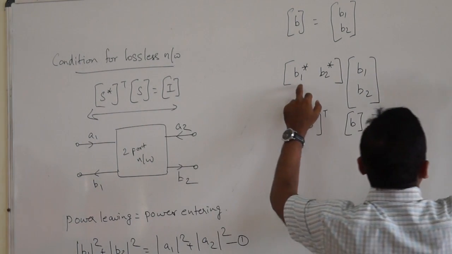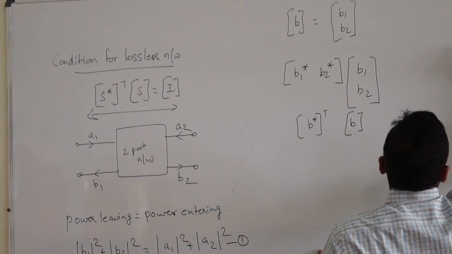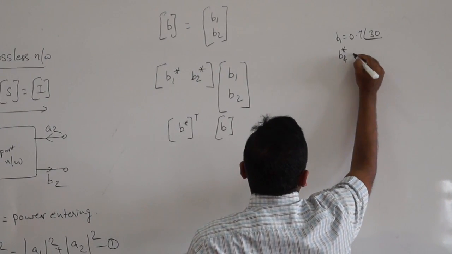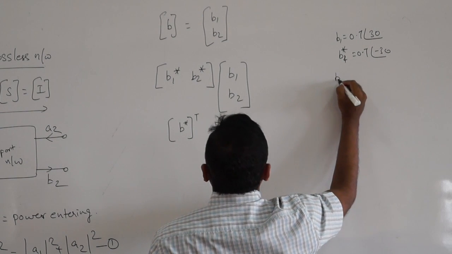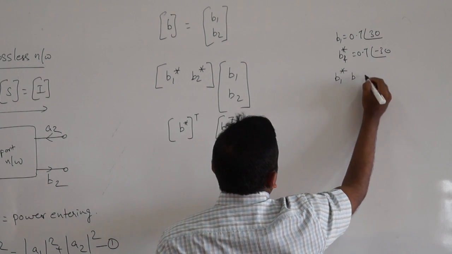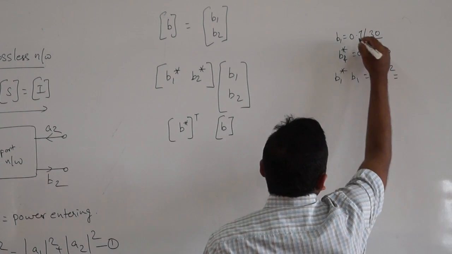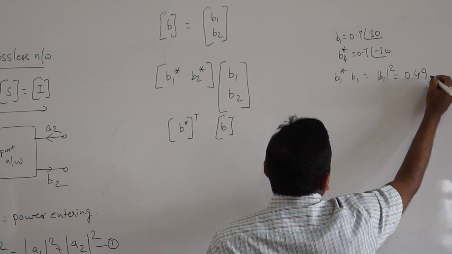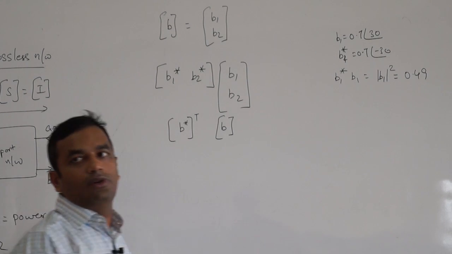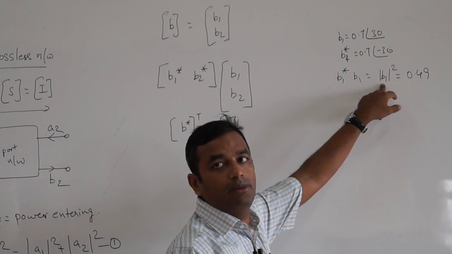Say for example, let me say B1 is nothing but 0.7 angle 30 and B1 star is 0.7 angle minus 30. Then what will happen? I'll have B1 star into B1. If I multiply, I'll have B1 squared, which will be nothing but 0.49. The plus 30 and minus 30 will cancel. So I'll have 0.49, so you will be able to get B1 squared.